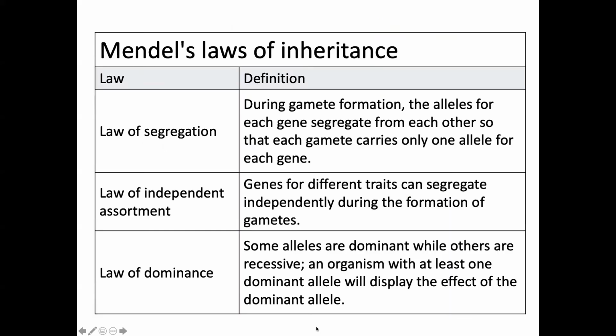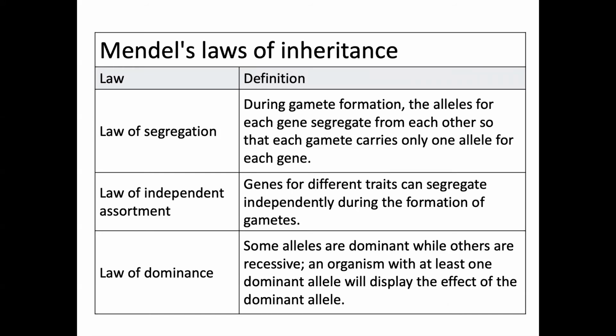Okay, so we are almost done with Mendel's law. This is a summary slide. We have discussed the 2 Mendel's laws, law of segregation and law of independent assortment. In some literatures, the law of dominance is also considered to be the 3rd Mendel's law. So this law suggests that some alleles are dominant while others are recessive. Yes, we learned that, right? So an organism with at least 1 dominant allele will display the effects of the dominant allele. Yes, with the examples of peas we learned, this is also true.